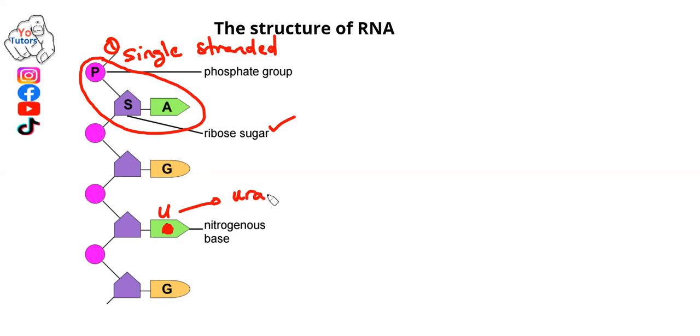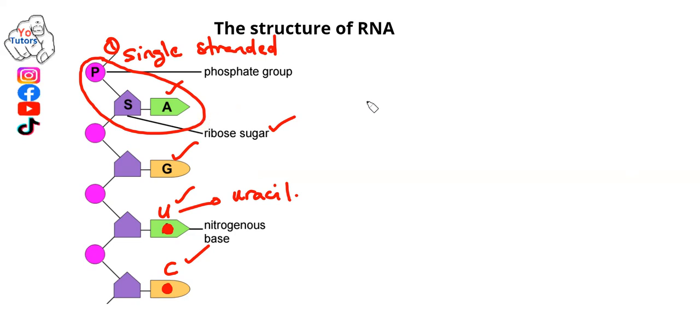Let me also replace this with a C, so that we can have the four nitrogen bases that we will find in the RNA. So it's adenine, it's guanine, it's uracil, then it's cytosine. These are the four nitrogen bases that you'll find in the RNA.